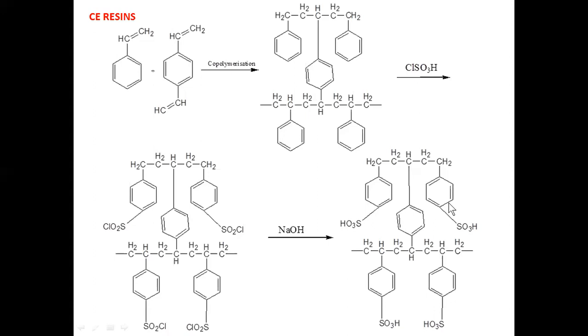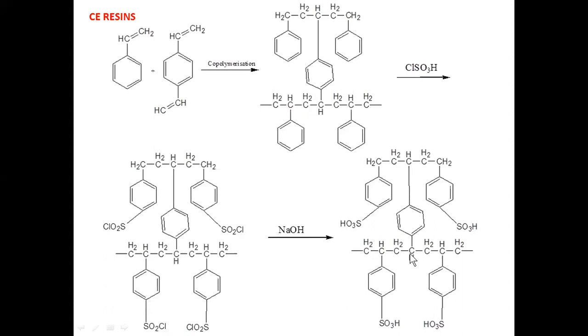So this is the cation exchange resin. The more SO3H groups available in the resin, the higher the degree of cross-linking we can say. As the degree of cross-linking is very high, there are more SO3H groups attached to these phenyl rings.